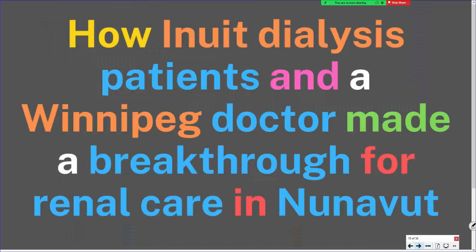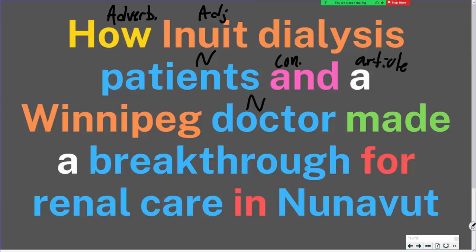So there is the headline broken down into the parts of speech, with adverbs in yellow, adjectives in orange, nouns in blue, conjunctions in purple, articles in white, verbs in green, and prepositions in red.